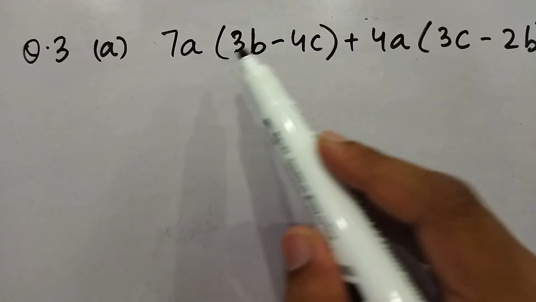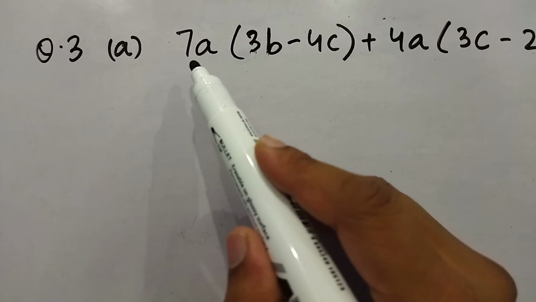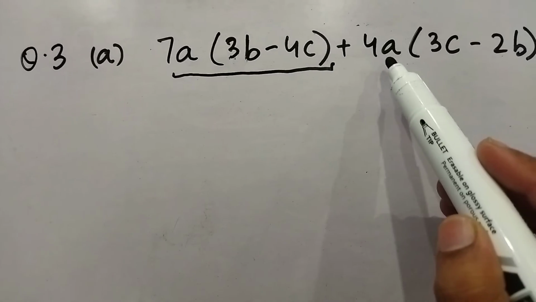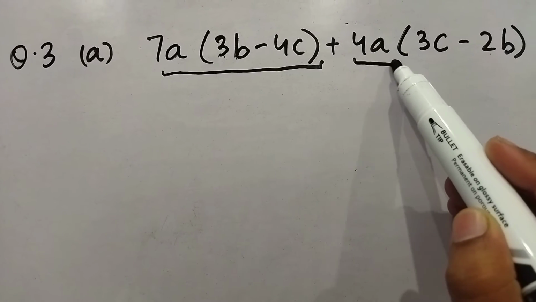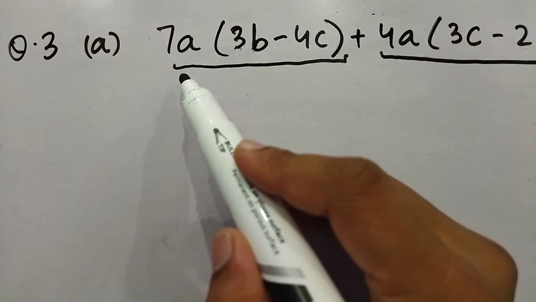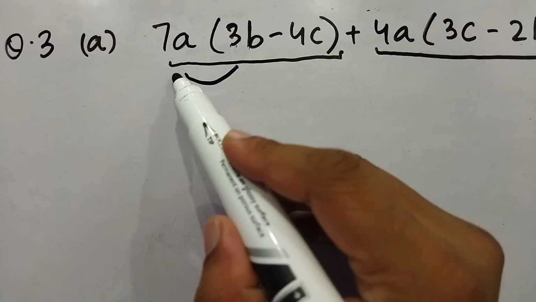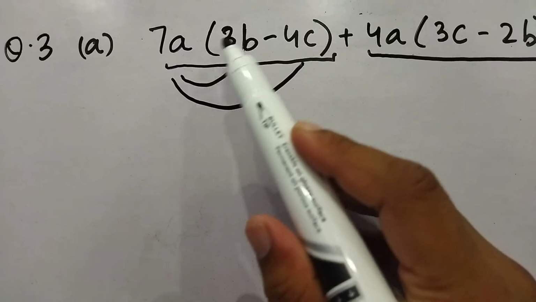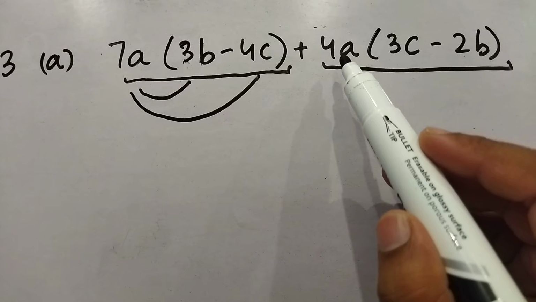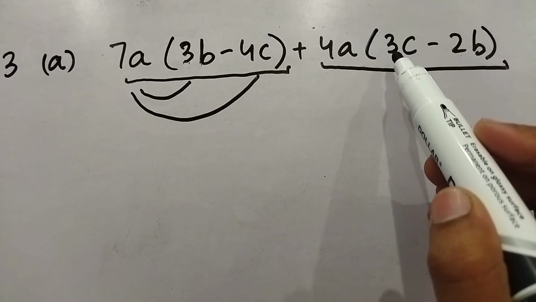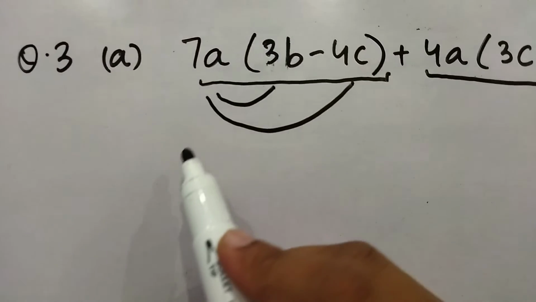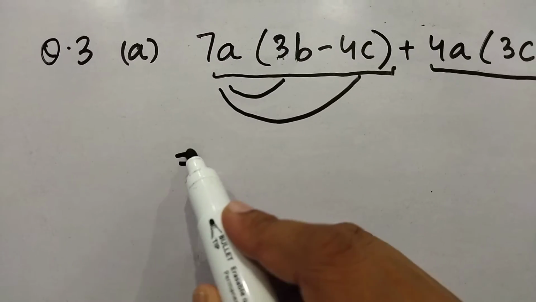Just look at it. 7a into 3b minus 4c. So we have already dealt with such questions. So we are going to deal with this one separately from 4a into 3c minus 2b. Right? Here we have to apply distributive law. We are going to multiply 7a with 3b first and then with minus 4c. Again, 4a we have to multiply first with 3c and then with minus 2b.